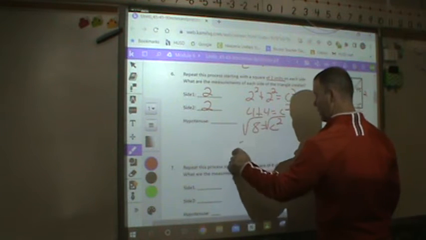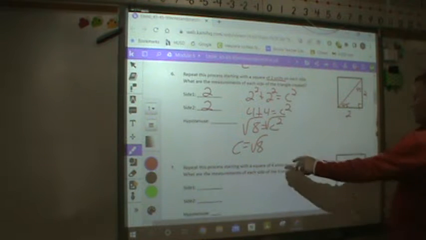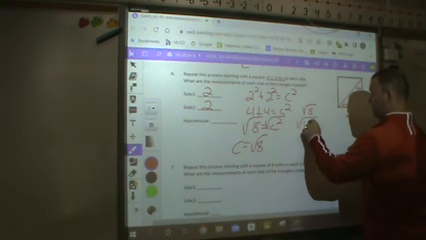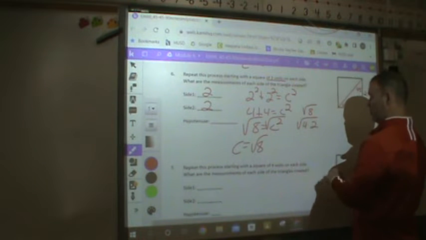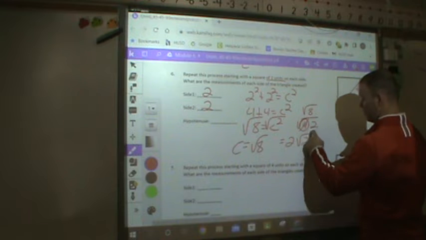c squared, c is equal to the square root of 8. Now, if you got here, great. This is not your answer though, because we need to simplify this. The square root of 8 simplifies to the square root of 4 times the square root of 2. 4 is a perfect square, so it's 2 square root of 2.